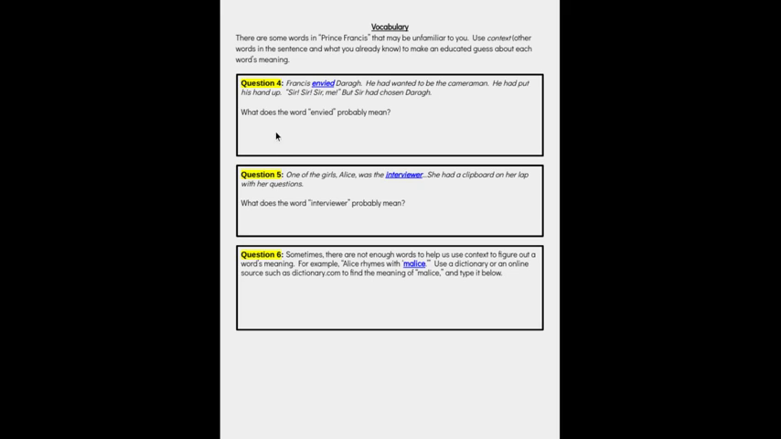So go ahead and type in your answer here. And do the same thing for question 5 for the word interviewer, and for question 6 for the vocabulary word malice. Be sure to use either a dictionary, or you can go online to a site like dictionary.com, to find the meaning of malice and type it below.